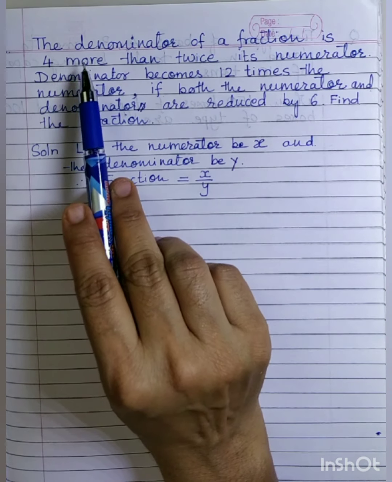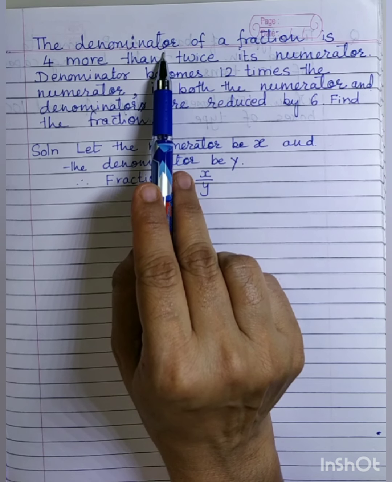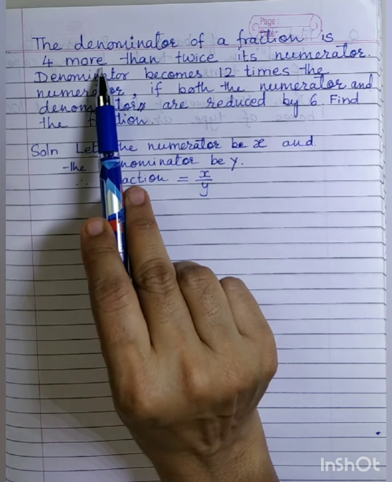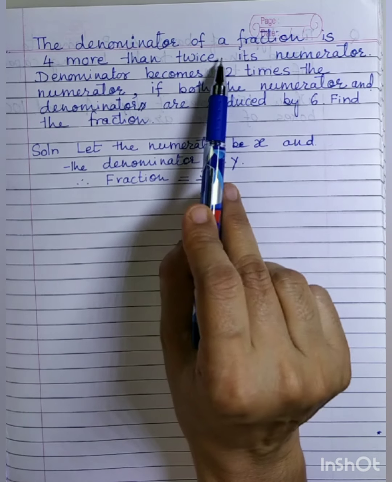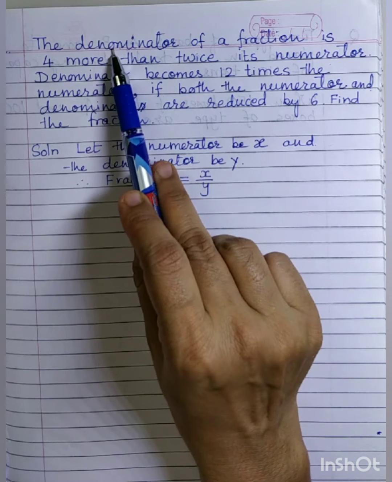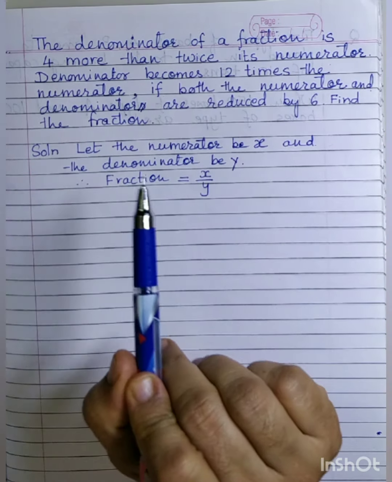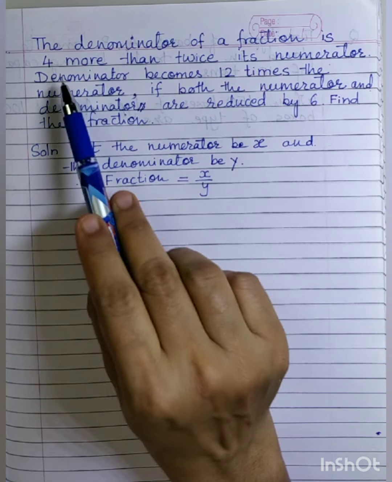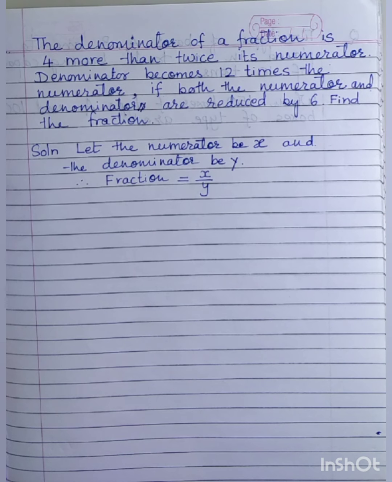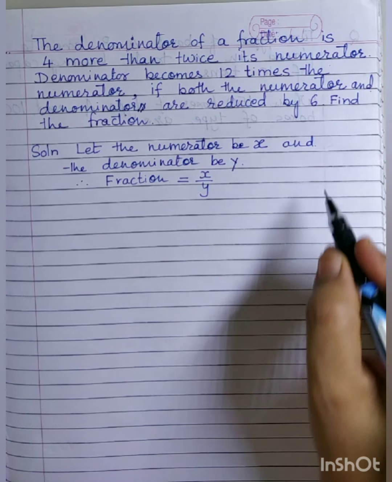Now come to the first statement, which gives you the first equation. The denominator, which we have assumed as y, is 4 more than twice its numerator. So actually directly you get y is equal to 2x plus 4. But I have always seen that students get jumbled here and find this part difficult. If you are in that category, I have one simple way for you. See the working for that.